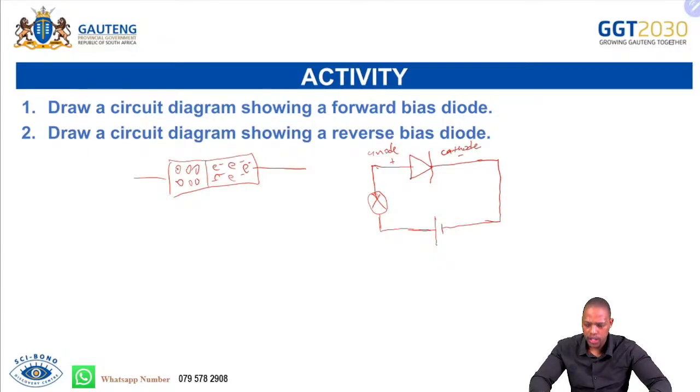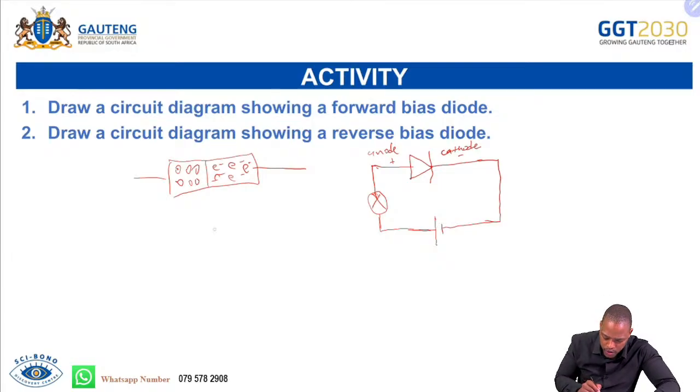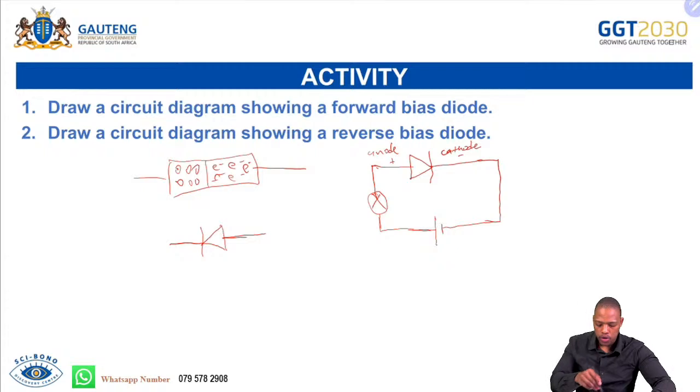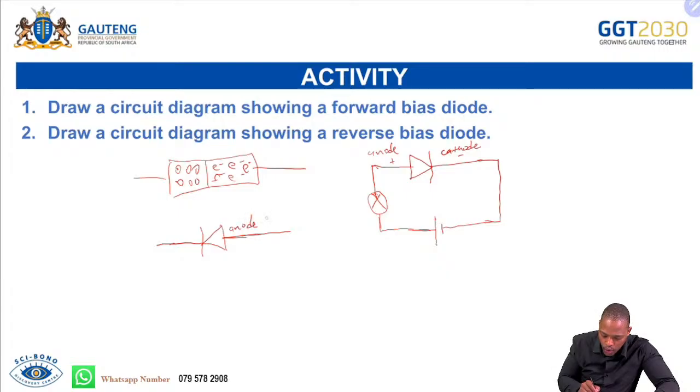Okay, and then for question number 2, draw a circuit diagram showing a reverse bias diode. I want to draw my diode facing like this, so that you don't start thinking that a diode will always face in this direction. So I want to change and draw it facing like this, but I want to draw the diode such that it is reverse biased. So I know this is my anode, which is positive. I know this side is my cathode, which is negative.